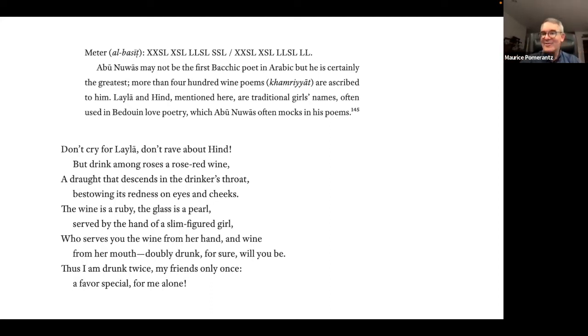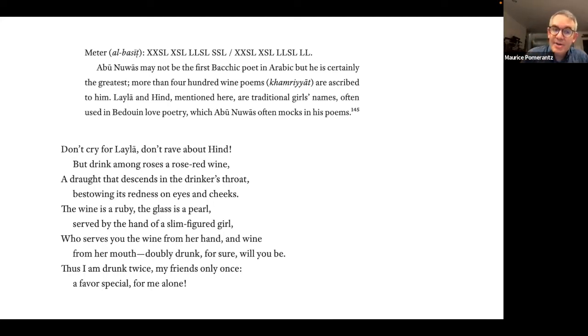Now, if I'm an English poetry reader and I read a line like that, the wine is a ruby, the glass is a pearl, served by the hand of a slim-figured girl, I say, what is Professor Van Gelder doing? This is horrible. It's just a sort of sing-songy mishmash. It's in perfect meter, isn't it? We normally don't do that in free verse translations these days. Why does he suddenly insert meter into this poem? Who serves you the wine from her hand and wine from her mouth, doubly drunk for sure will you be. Thus I am drunk twice, my friends only once, a favor special for me alone.